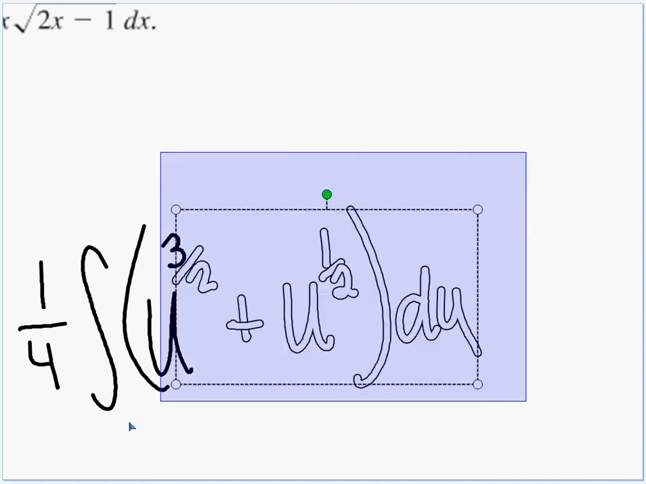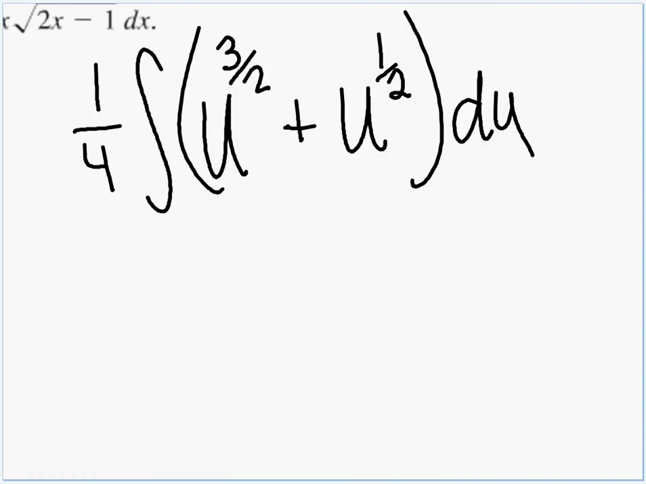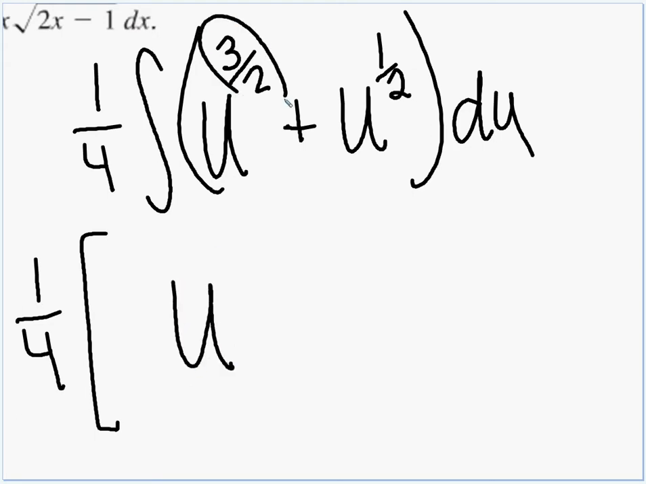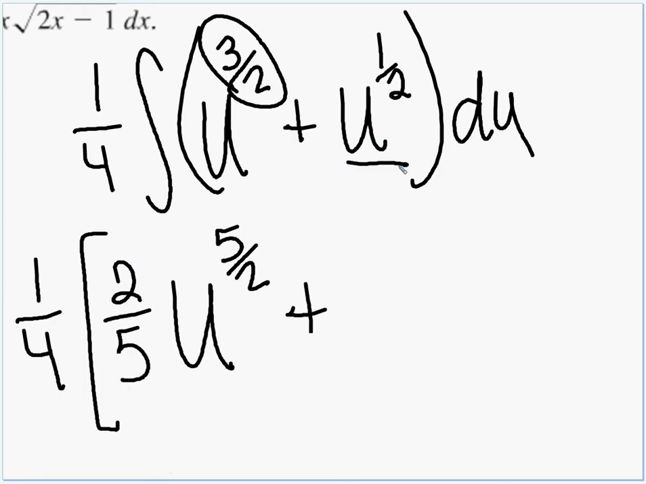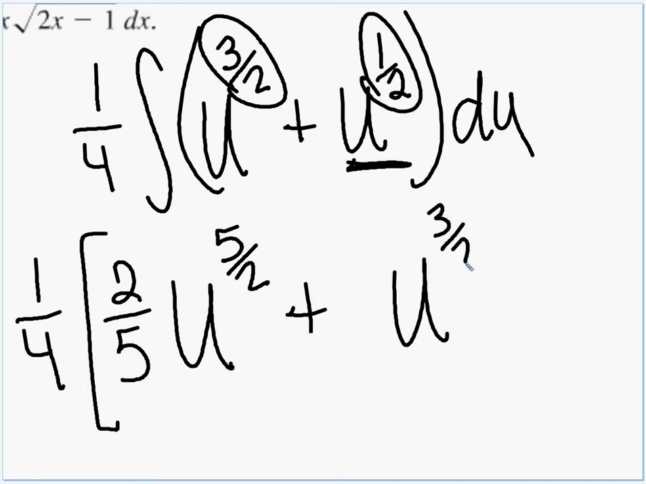So we've got our 1/4. And now let's antiderive u to the 3/2. That is going to be u to 1 power higher. 3/2 plus 2/2 is 5/2. We will divide that by 5/2 or multiply by the reciprocal 2/5. Plus u to the 1/2. Raise the power by 1: u to the 3/2. We could divide by 3/2 or multiply by the reciprocal 2/3. And then we have plus c.